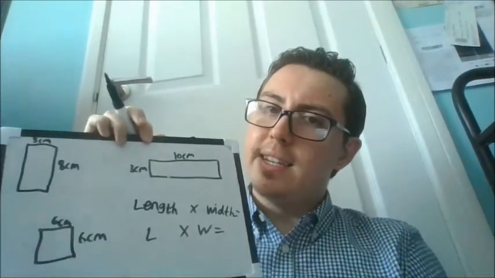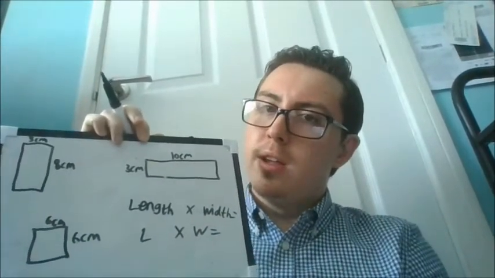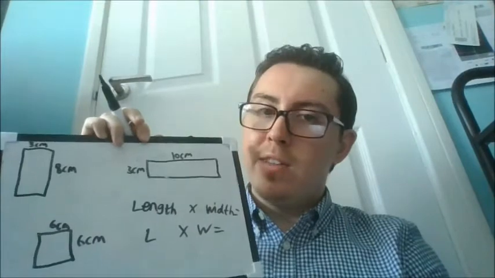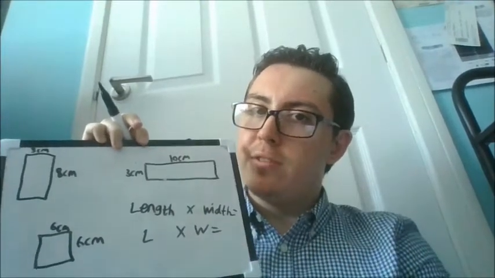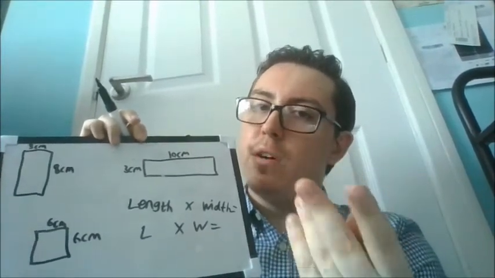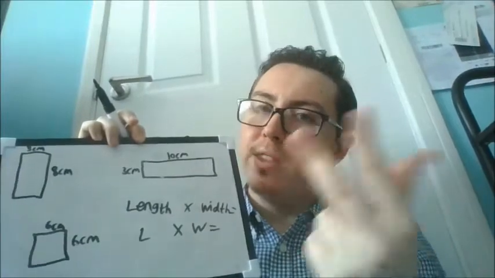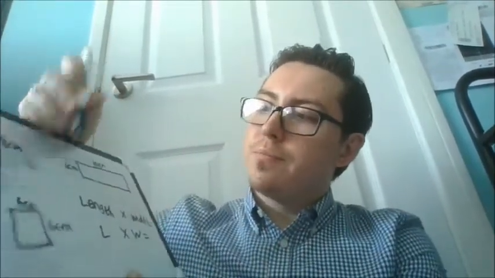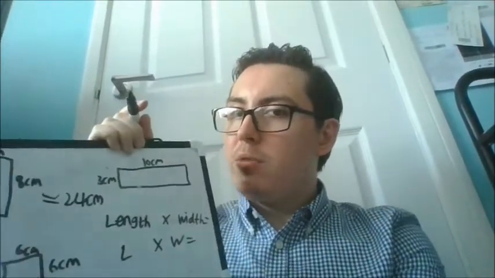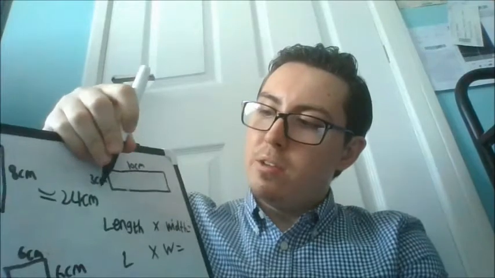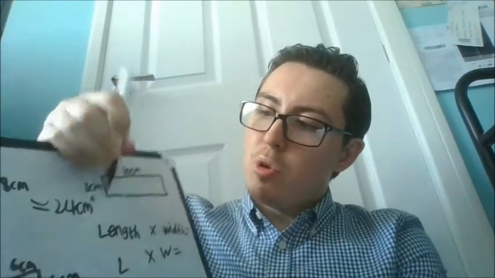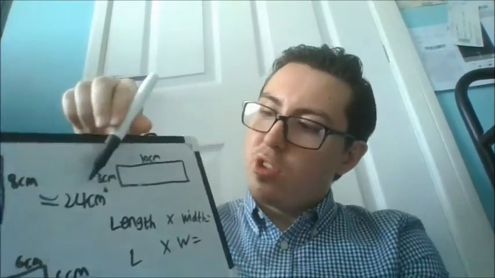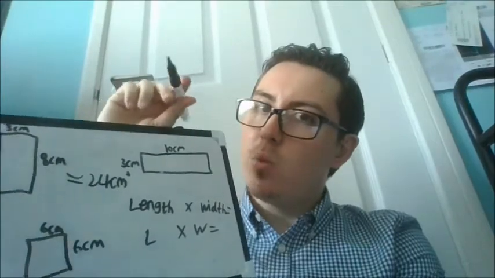8, 16, 24. Let's check that out with 3 times 8. Just put it the other way around. 3, 6, 9, 12, 15, 18, 21, 24. So the answer is 24 centimeters. But with area, we add on something else. We add on a little 2 to show squared. So it's 24 centimeters squared.